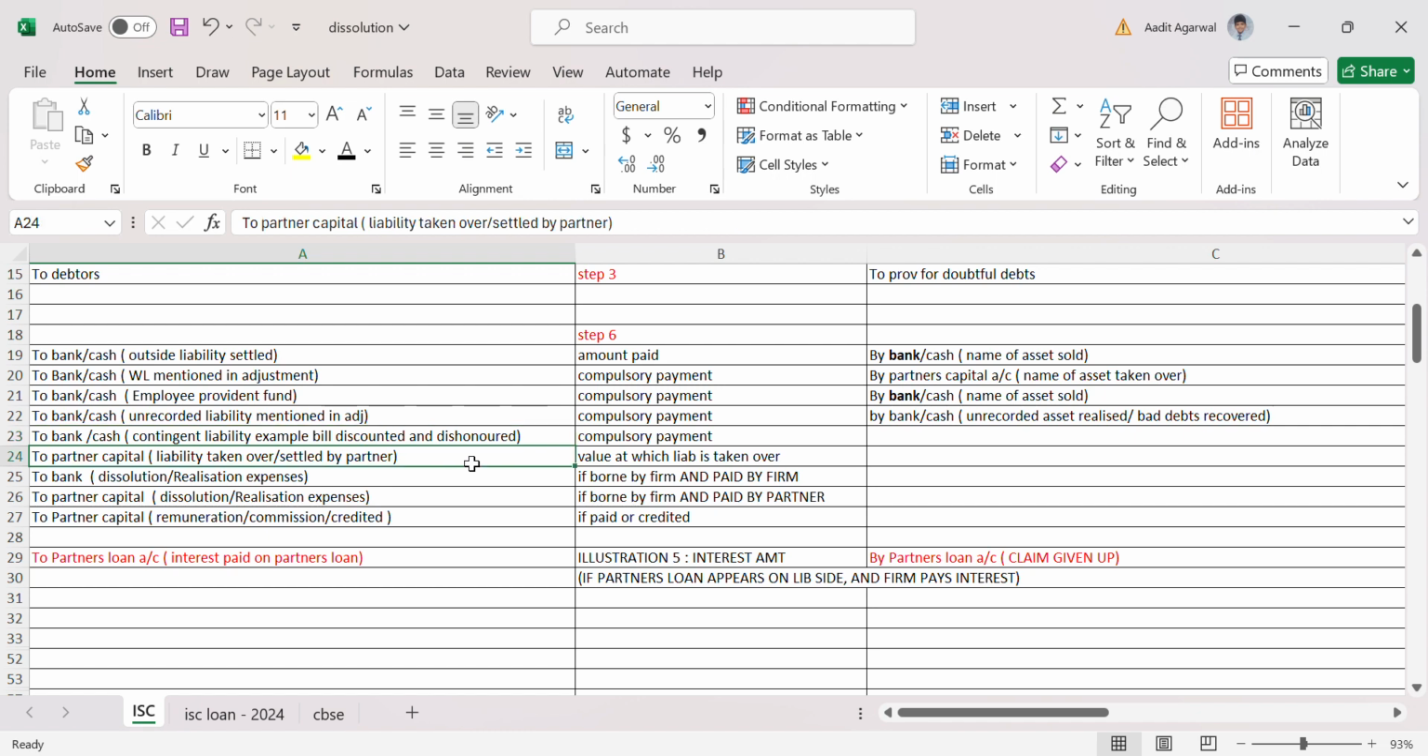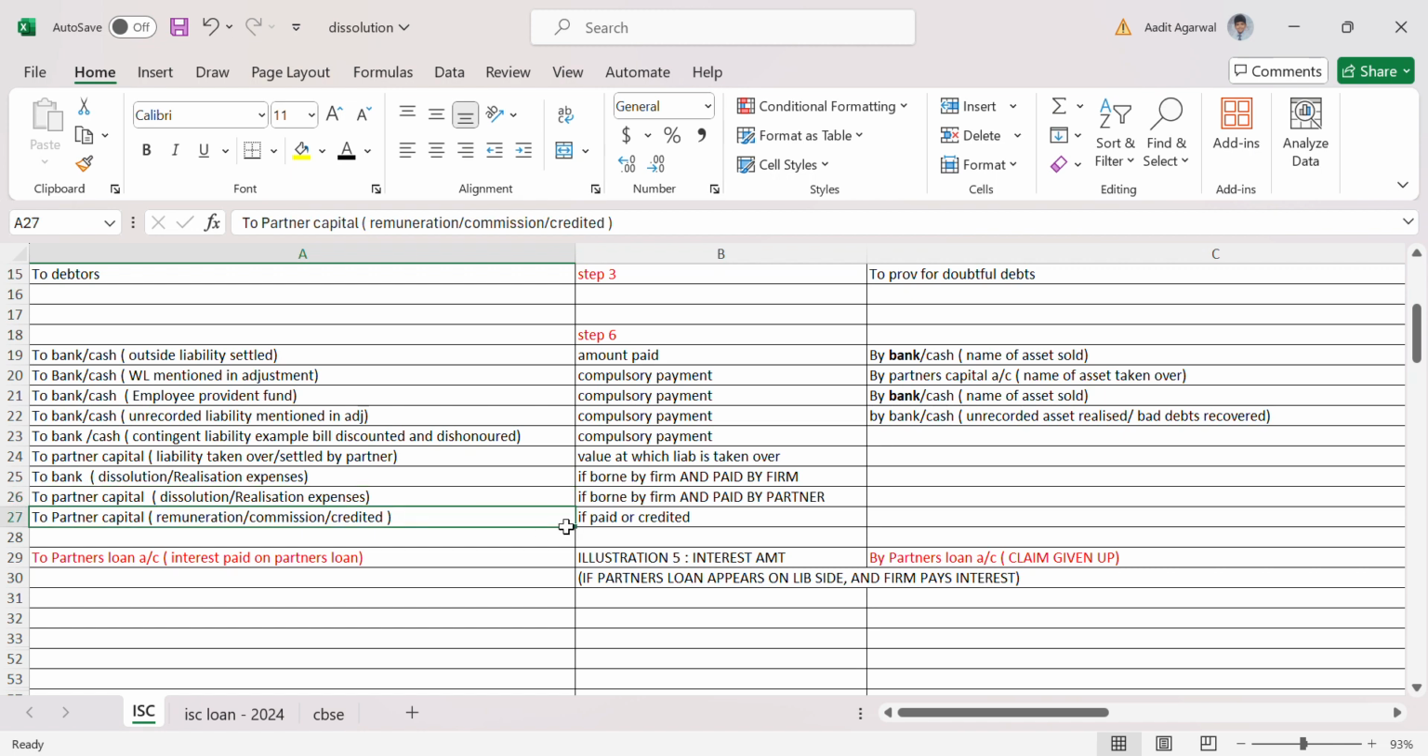Sometimes a liability may be taken over by a partner. So in that case, I will write to partner's capital account, and whatever value he has agreed to take it for. There could be realization expenses, also known as dissolution expenses. If these realization expenses are borne by firm and paid by firm, then you write to bank. But if these realization expenses are borne by firm and paid by partner, you write to partner's capital account.